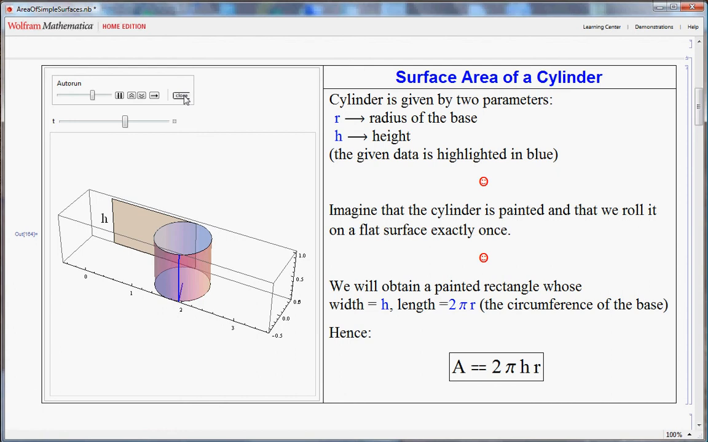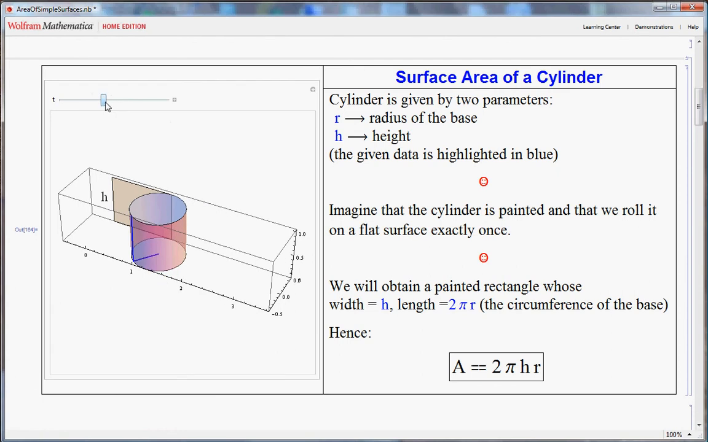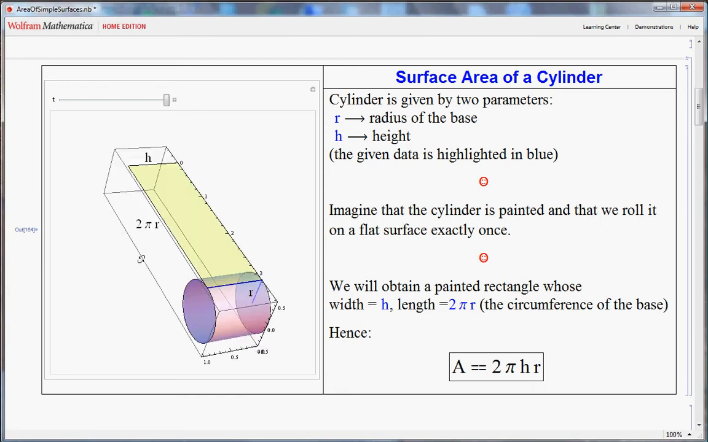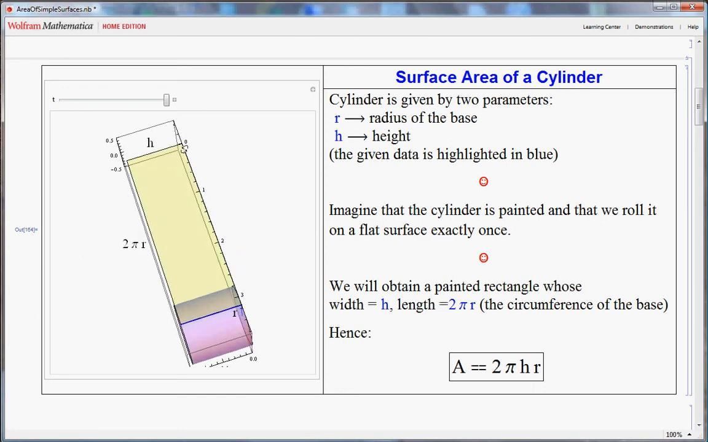Okay, so in that case, in order to obtain the surface area of a cylinder, all we need to do is to multiply the rectangle's width times length, which is h times 2 pi r, and then we'll get the formula for the surface area of the cylinder, which is 2 pi hr, as we have it here.